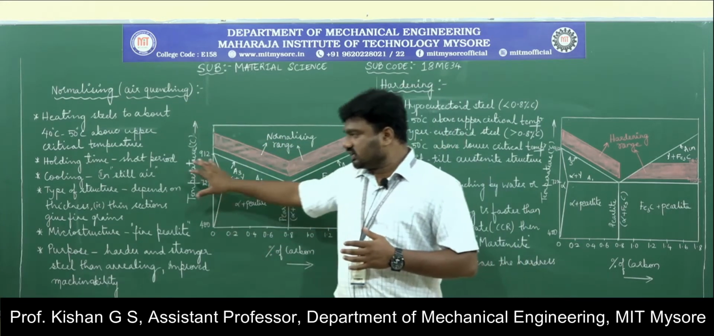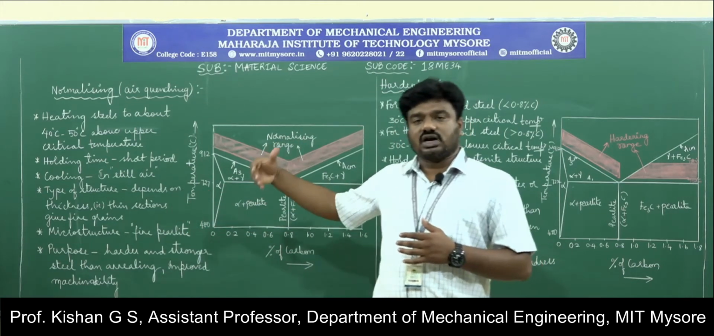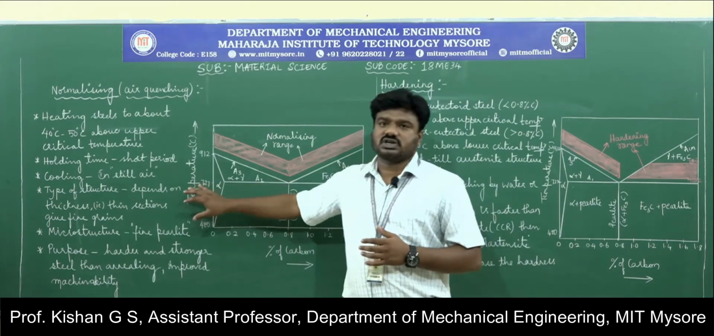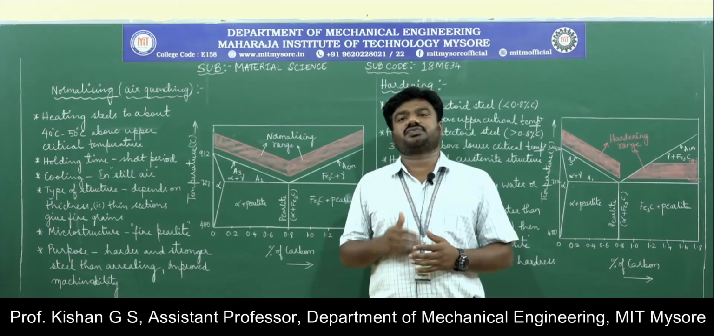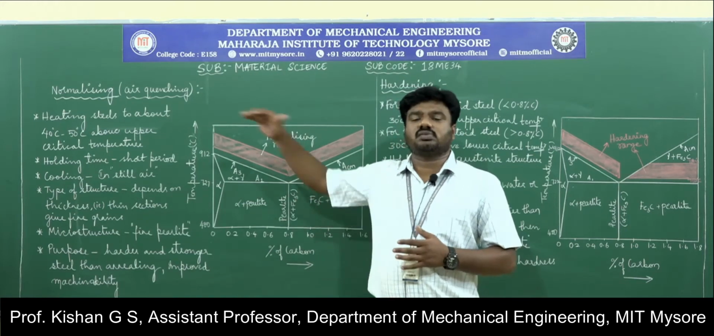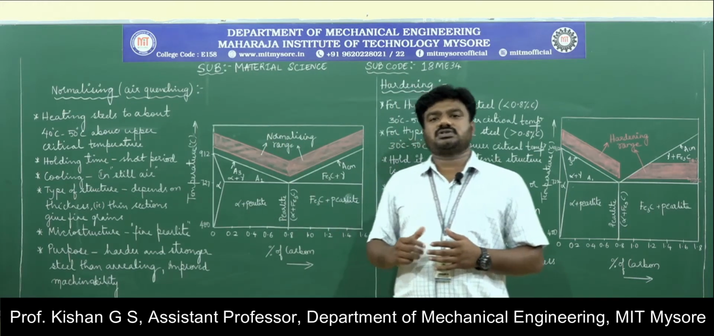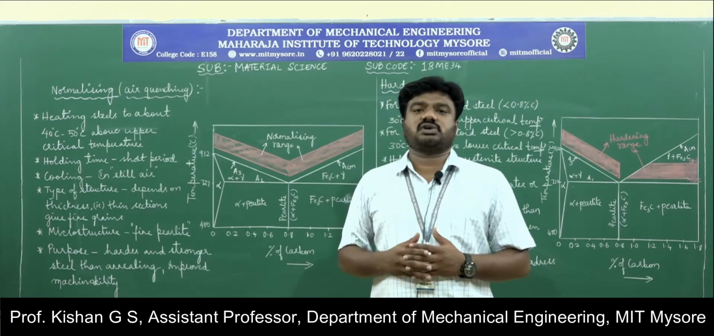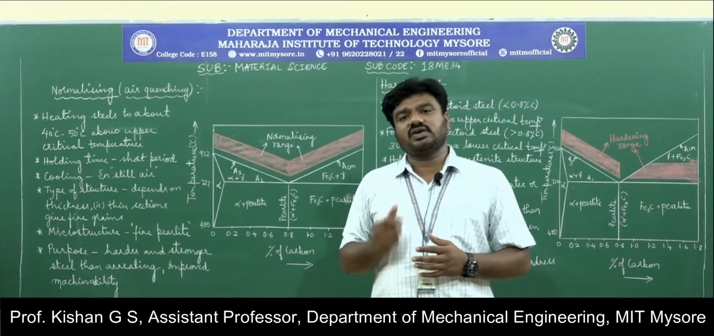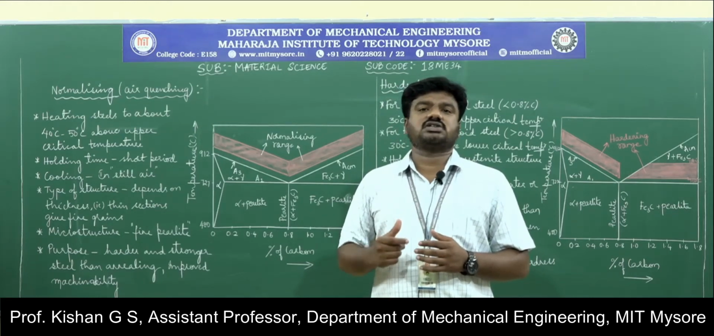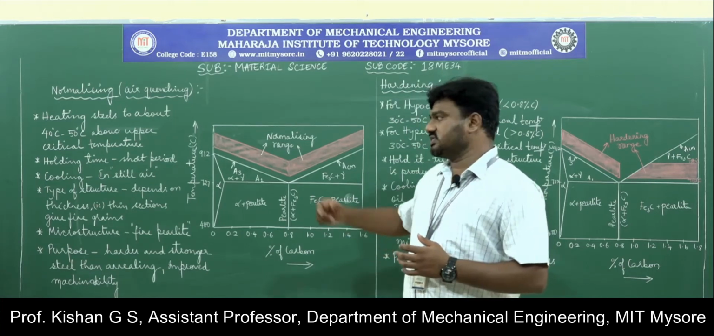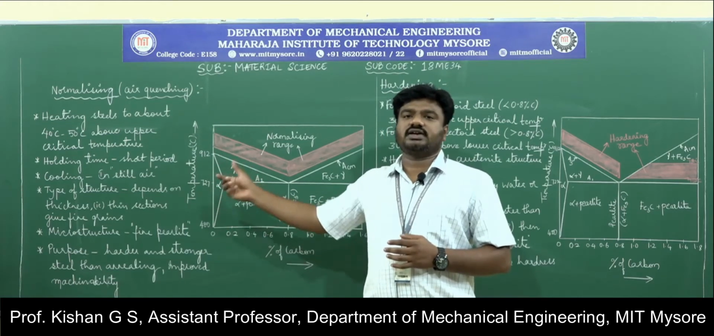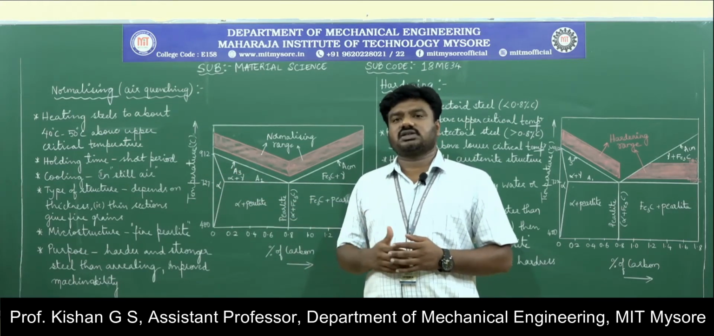Next come the other parameters affected by the normalizing process. The type of structure is always considered with respect to the thickness of the material used in normalizing. The thinner the specimen, the finer the grain size. If the specimen is thick, the grain size becomes coarser. Hence it is always better to opt for a specimen of lesser thickness so that it leads to a better grain size in the structure.